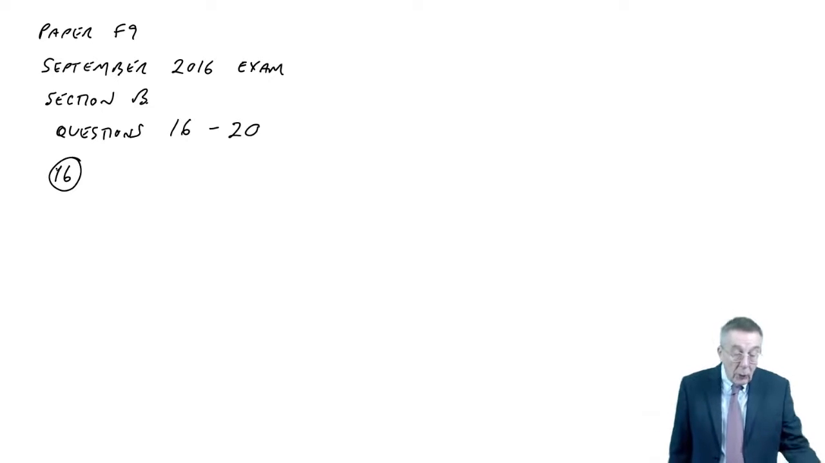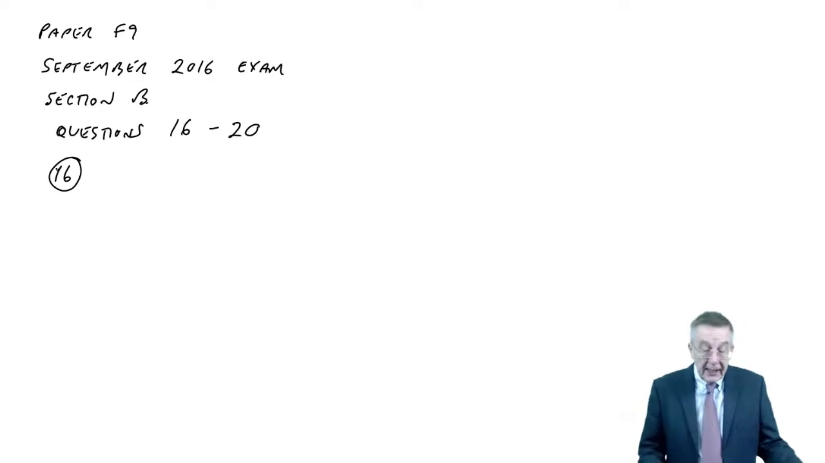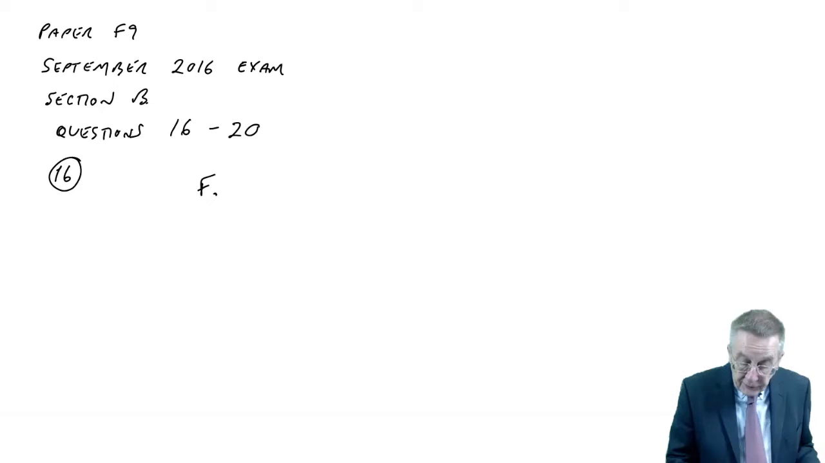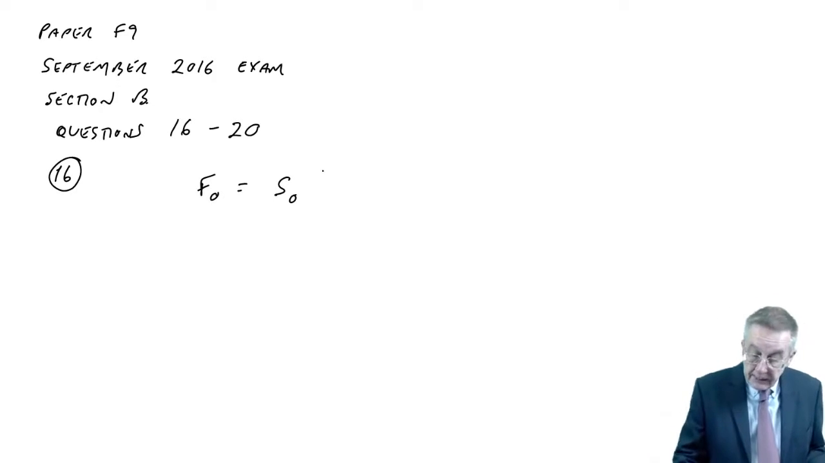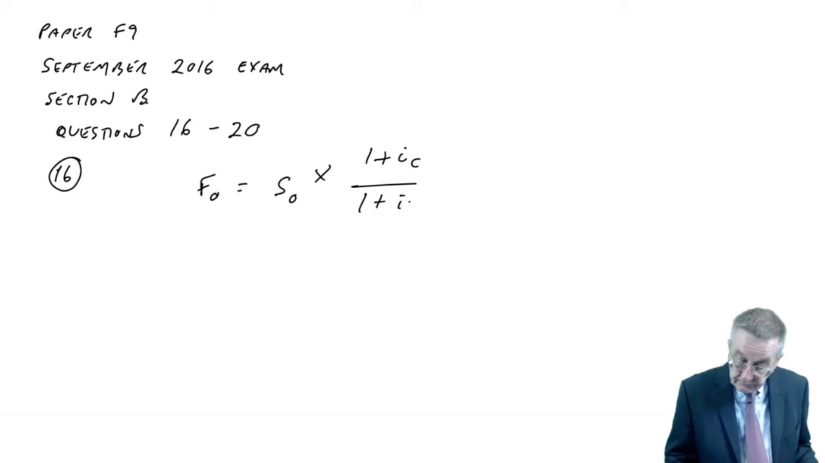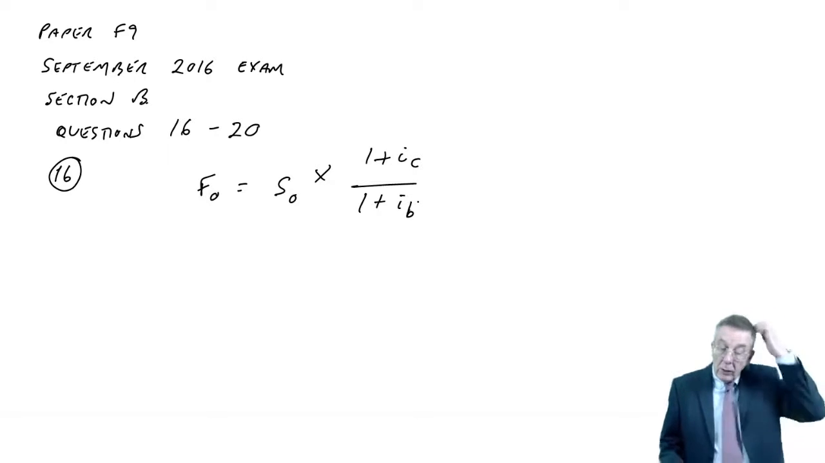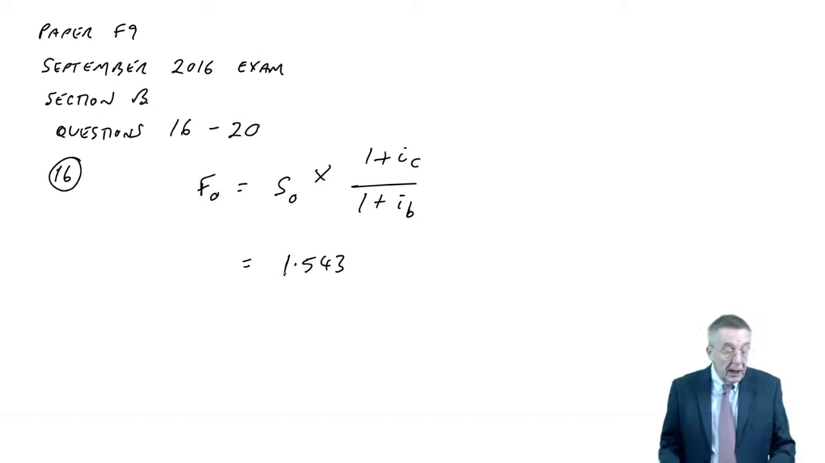What is the 6-month forward exchange rate predicted by interest rate parity? Well, you've got the formula. On the formula sheet, it's the last formula. That the forward rate is equal to the current spot rate times 1 plus IC over 1 plus IB. Well, we know what the spot rate is. From the question, it's 1.543 euros to the dollar.